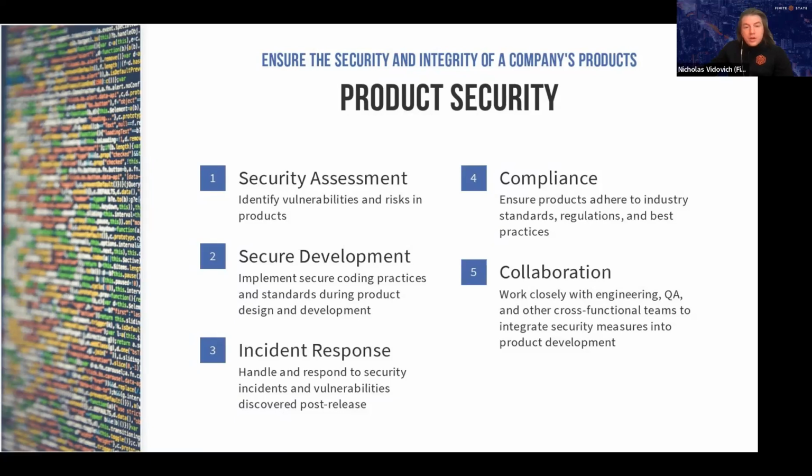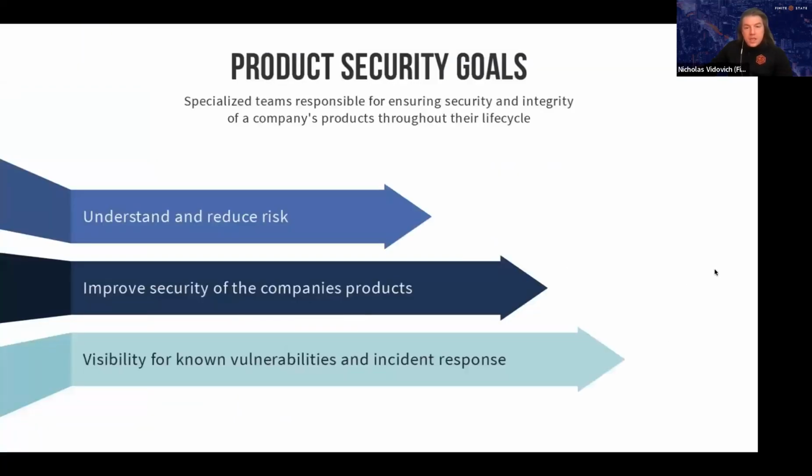In many cases, when we're talking about critical infrastructure, that includes energy generation, energy distribution, water and other critical infrastructure, vehicles, medical devices. These are all the places where you've got a product security team from the vendors who are making these devices and a product security team for the teams that are actually fielding these devices. So overall, I tried to summarize some very high level product security goals. You have to understand and reduce the risk for your products. And then ultimately, you want to improve the security of the products that you're selling to your customers. What this leads to is needing to have visibility for the known vulnerabilities and being able to do incident response when a vulnerability affects one of your products.